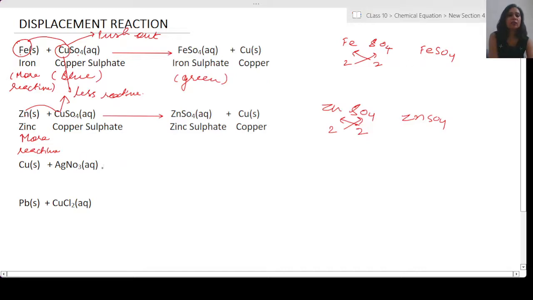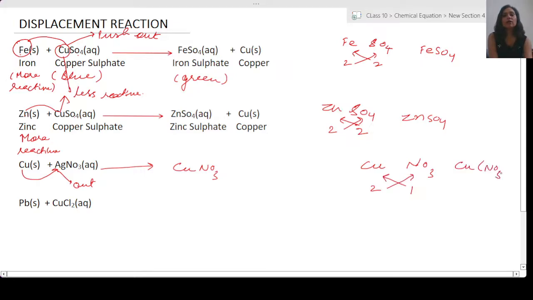Now copper plus AgNO3. Copper is more reactive as compared to silver, so it will push the silver out and form a compound with NO3. Now what will be the correct compound? Copper valency is 2, NO3 valency is 1. This 1 will go to Cu, this 2 will go to NO3. So you put a bracket and write 2: the compound will be Cu(NO3)2, plus Ag.